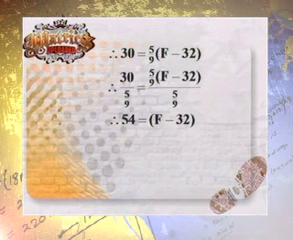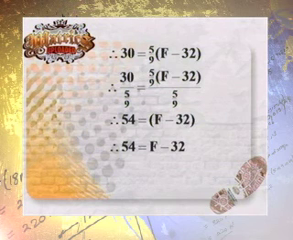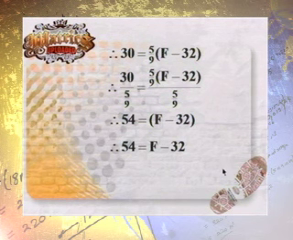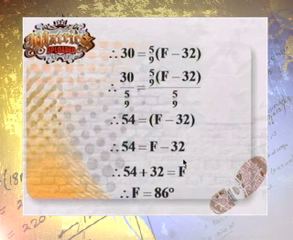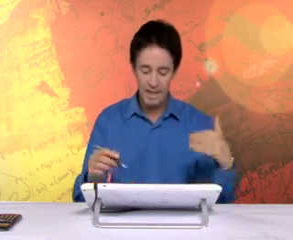Now, we've got a very simple equation. We can remove the brackets there, no problem. And if we remove the brackets, we can then bring that to the other side by adding 32 to both sides, and we get 86 degrees Fahrenheit. Remember, it was 30 degrees Celsius in our country, but in another country that uses Fahrenheit, it's 86 degrees Fahrenheit. They love this sort of question.